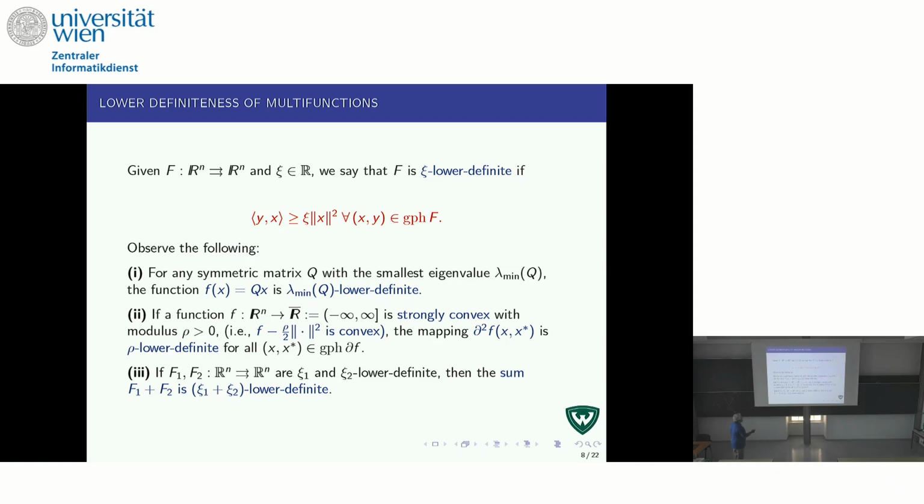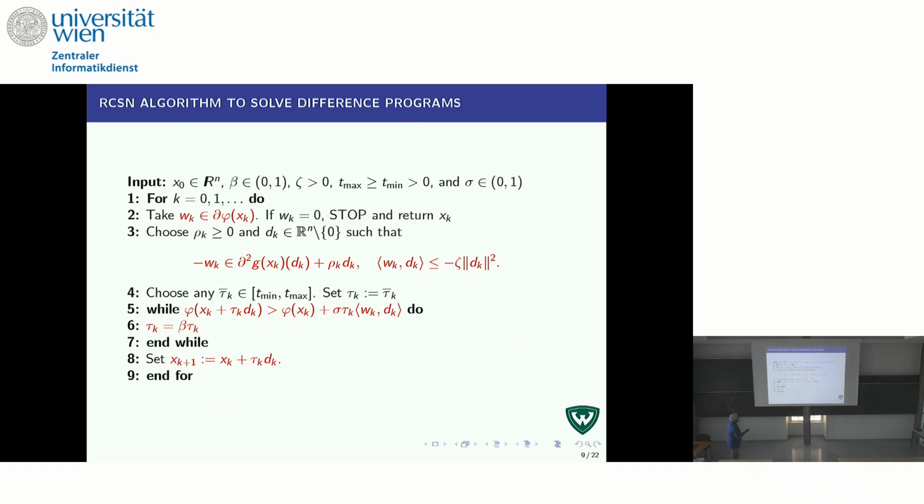Then we have calculus, in particular simple calculus: when we have two mappings which are C1 and C2 lower definite, then the sum is also lower definite. It is a very simple and very useful result. In fact, we also have composition, and all stuff like that can be done.